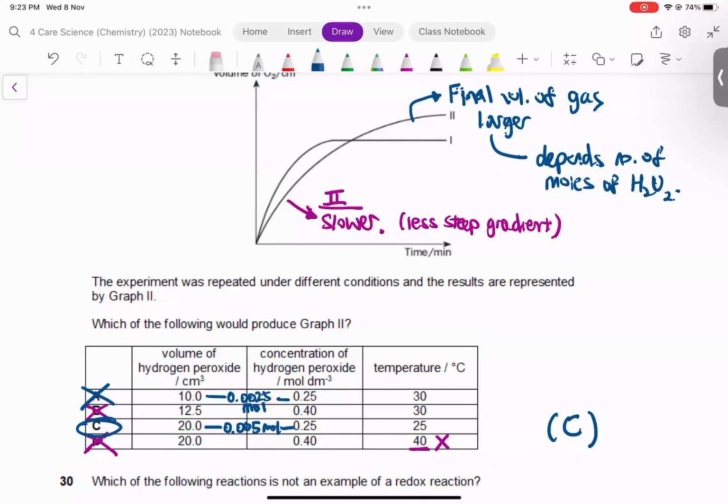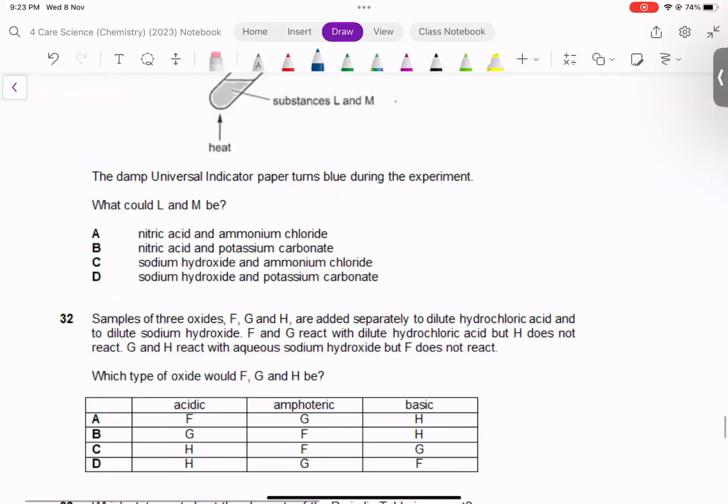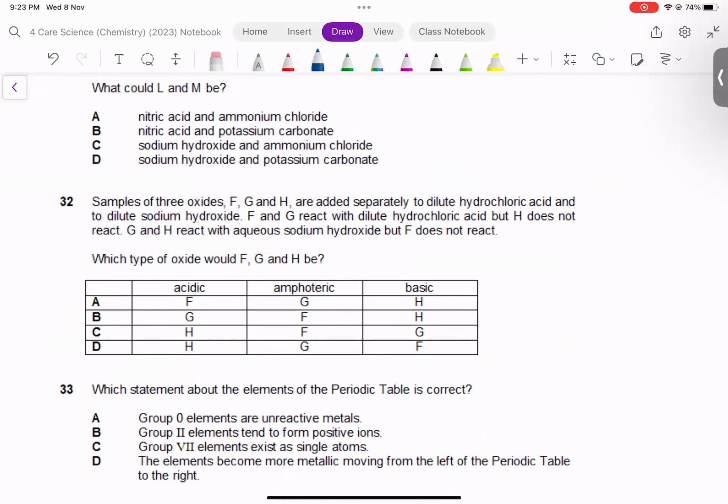So that's question number 29 about speed of reaction graphs. Remember the two portions. The gradient tells you the speed, and the volume of gas at the end, the final volume, tells you the number of moles of hydrogen peroxide. All right, let's go to question 32. You're told that samples of 3 oxides, F, G, H, are added separately to dilute hydrochloric acid and dilute sodium hydroxide.